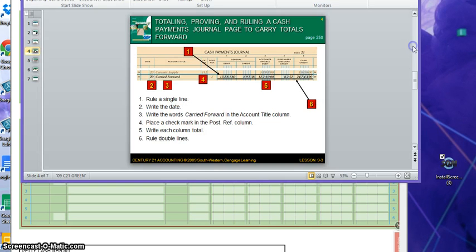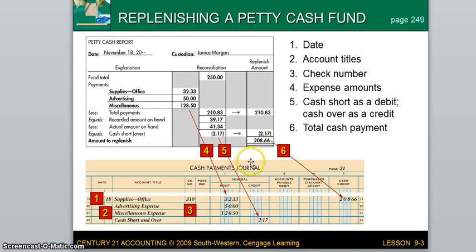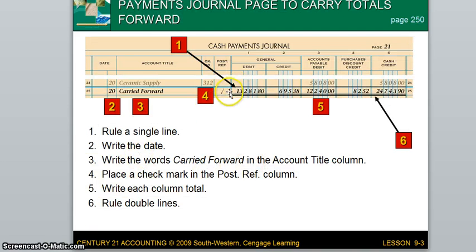If we take a look at our PowerPoint instructions on 9-3, it shows us what we're going to be doing. We put the date that they give us. We write the words carried forward. We put a check mark in the post reference because this shows that these totals are not finished, because we're at the end of one page and going to the next page. So a check mark in post reference shows that these will not be posted. And then we total each of the columns going down.